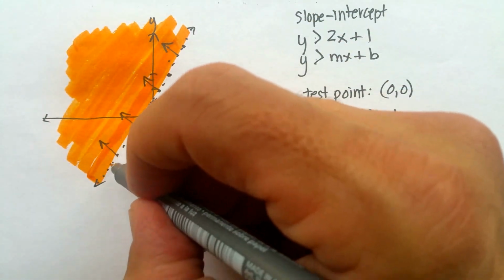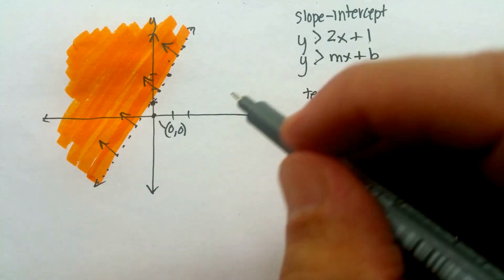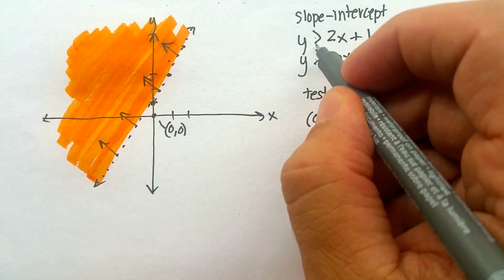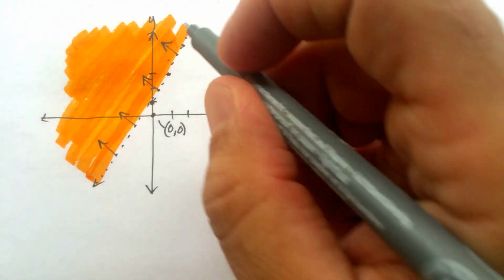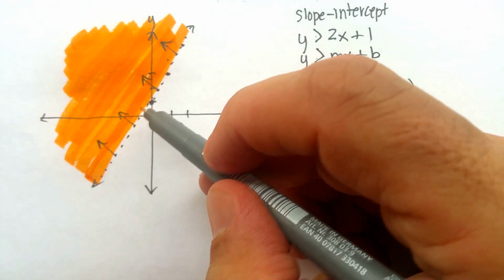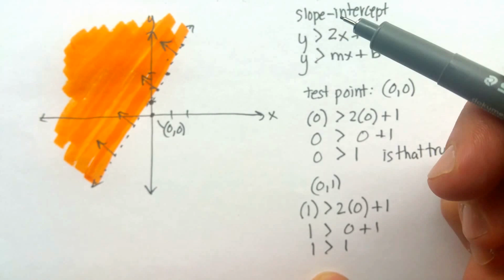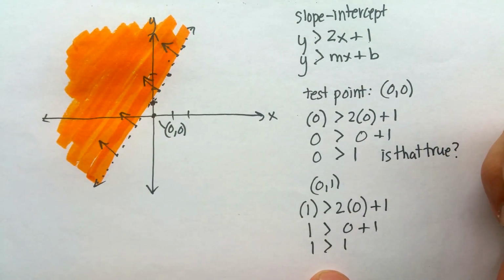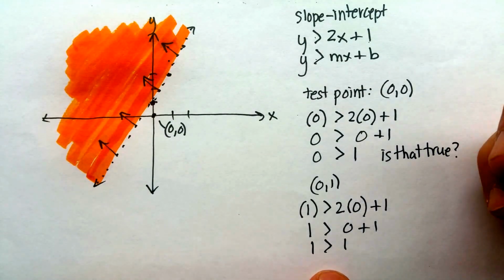So instead of making it solid, which would include that, or when there'd be an equal sign here, that would make this solid, I leave it dotted and broken only. So everything not on the line itself, but just to the left side of the line works. Okay, I hope that was helpful.